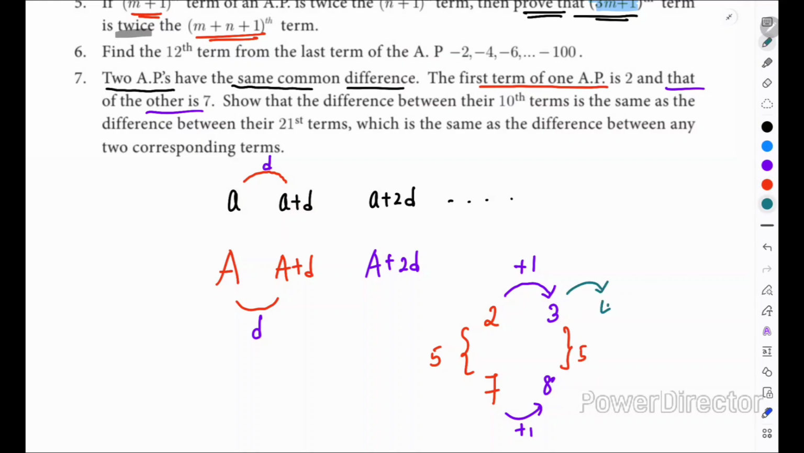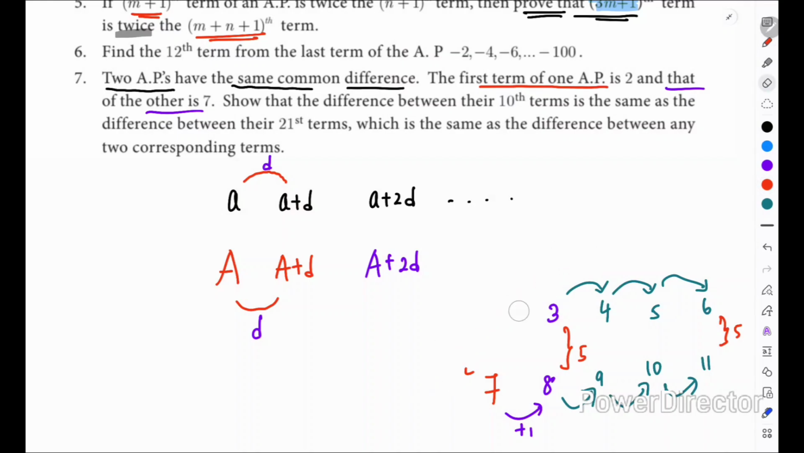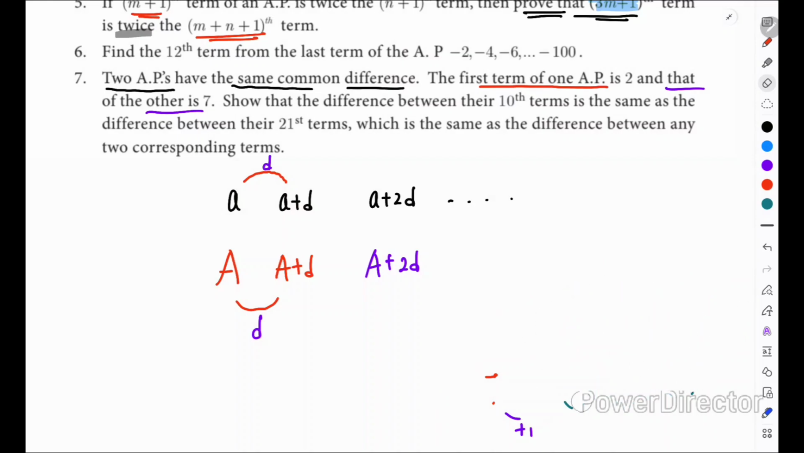Let me put 4 here, and 5 here, and 6 here. Okay, so here what would be the term? 8 plus 1, 9. And here it would be 10, and here it would be 11. So what is the difference? Still it is 5. There is nowhere any difference, right? Now this is for understanding, but you cannot write this in your exam paper. So what you should write, I'll tell you.